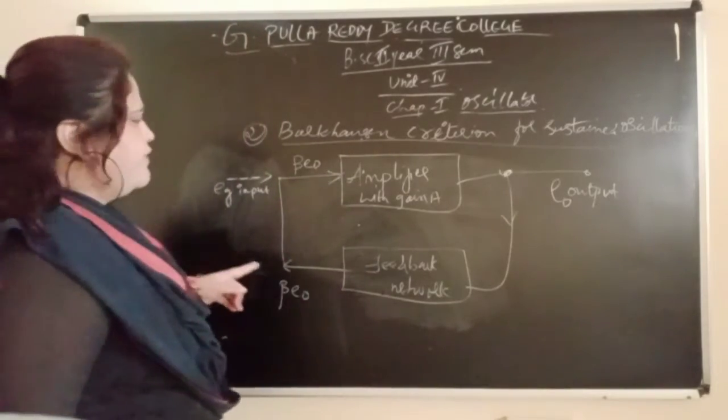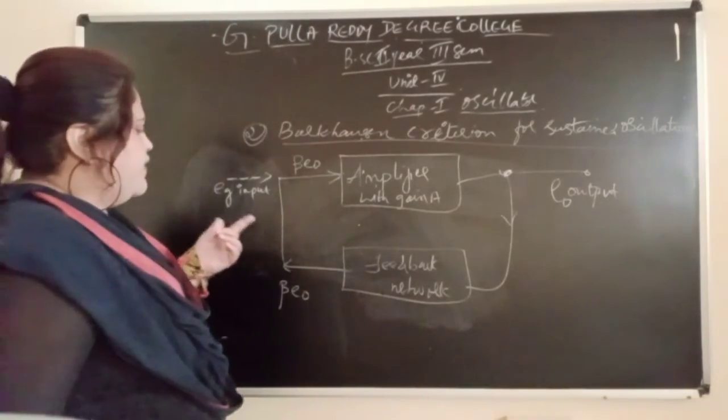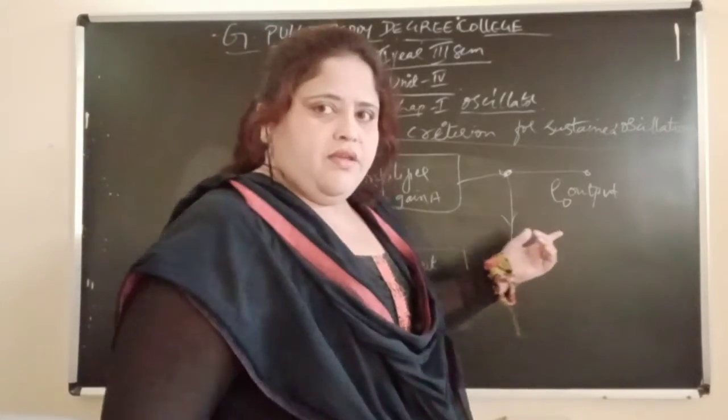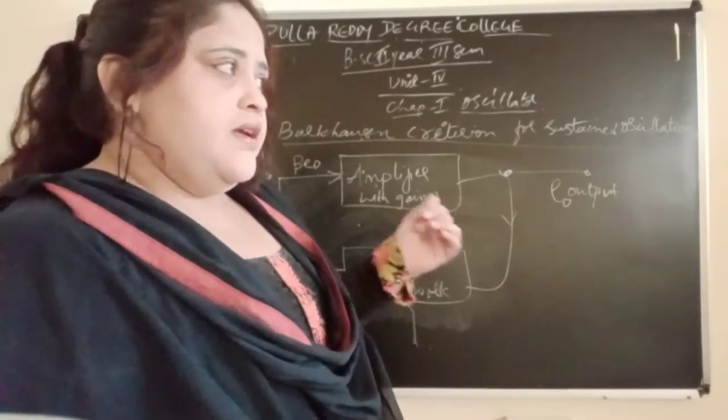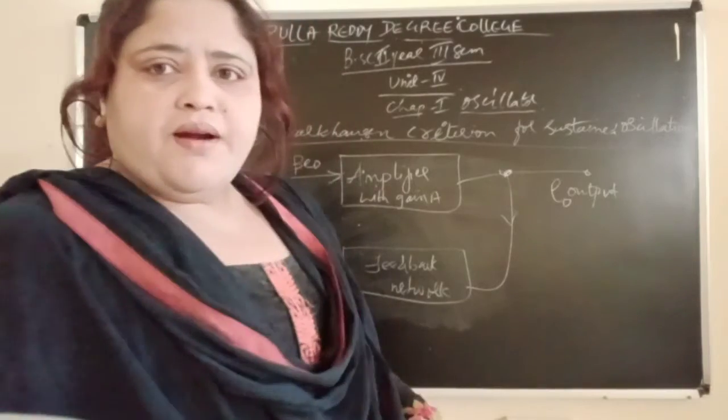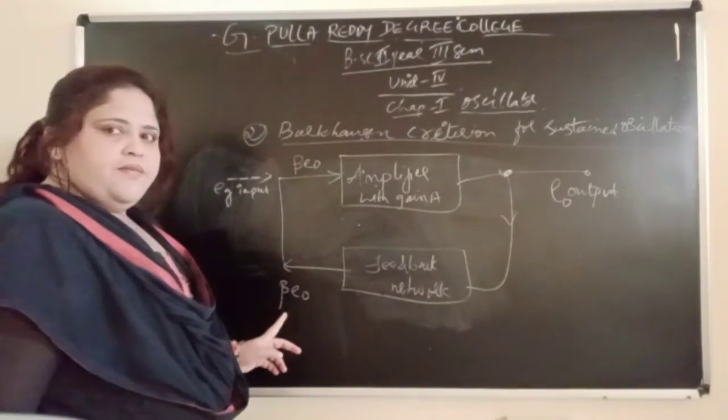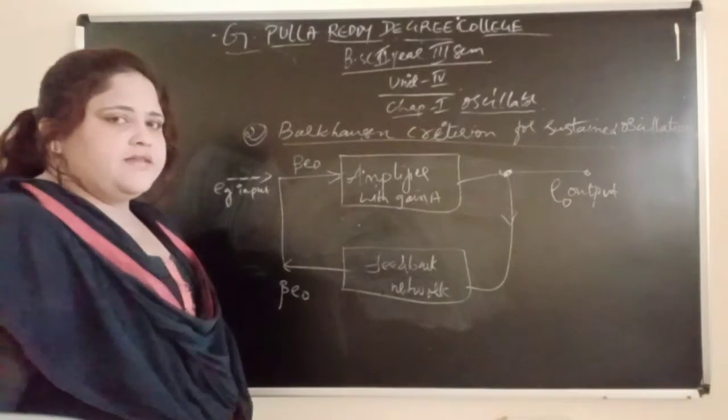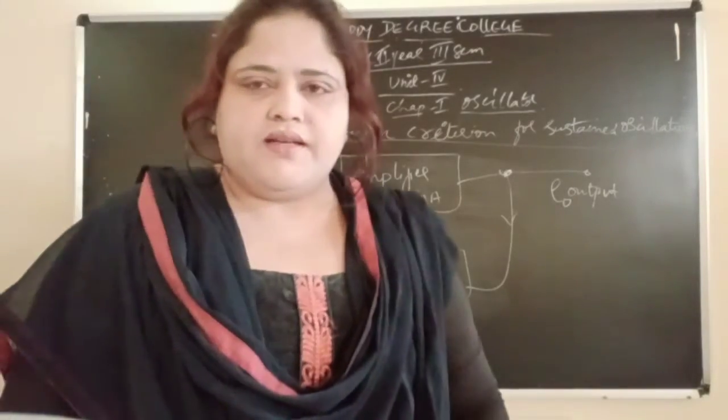Here the input is Eg and the output is E0. Here we will call the voltages Eg and E0. Beta is nothing but the feedback fraction. So we have considered an amplifier for Barkhausen criteria. What is this Barkhausen criteria? Barkhausen criteria means we will satisfy two conditions. The first condition is that the input will become 0. When the input is becoming 0, that condition is known as Barkhausen criteria.